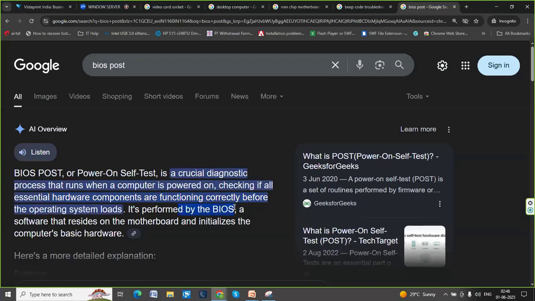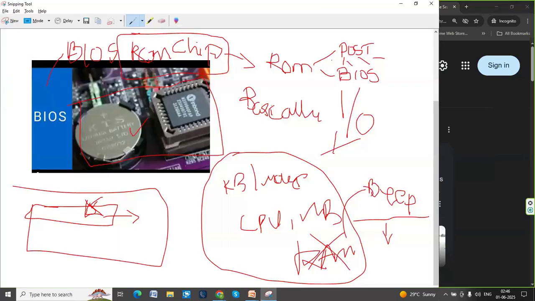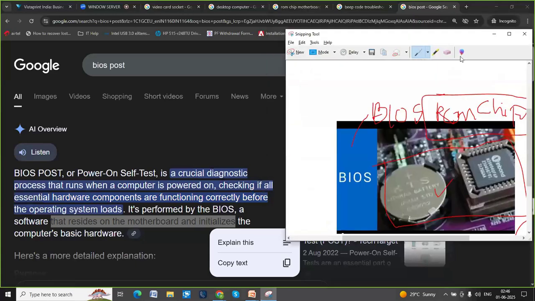It's performed by the BIOS, a software that resides on the motherboard. What does it mean? What is the relationship between BIOS and POST? Okay, you can see this picture now.